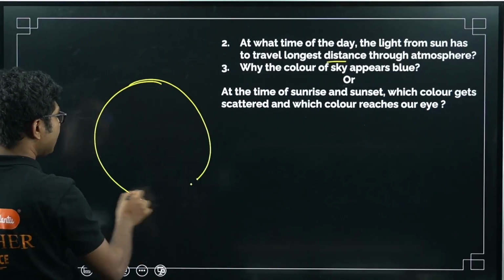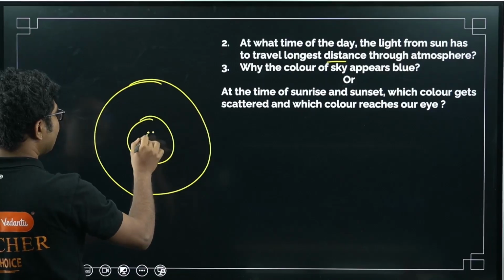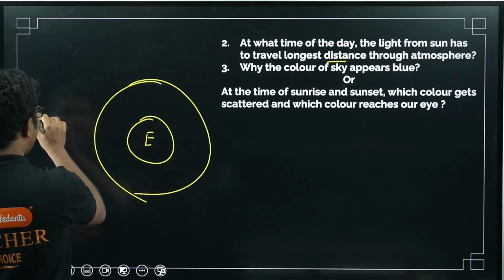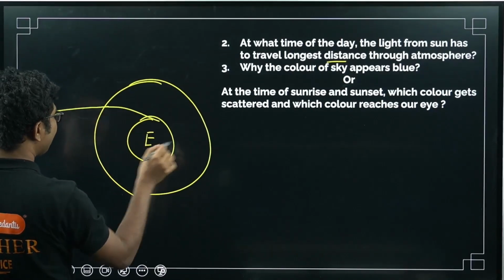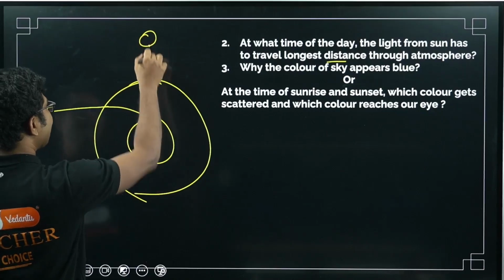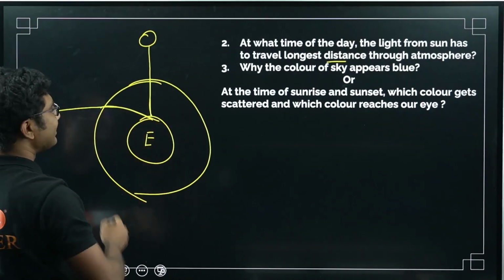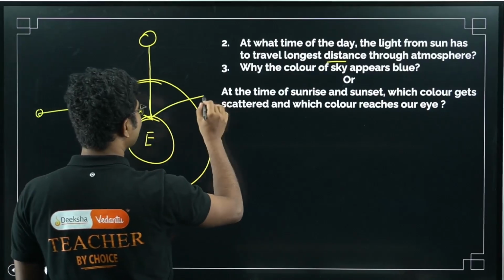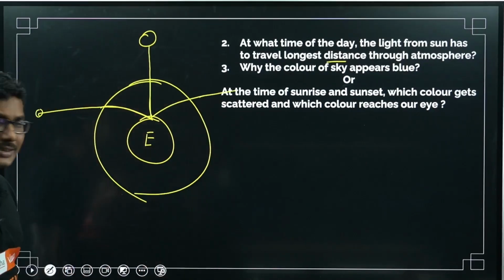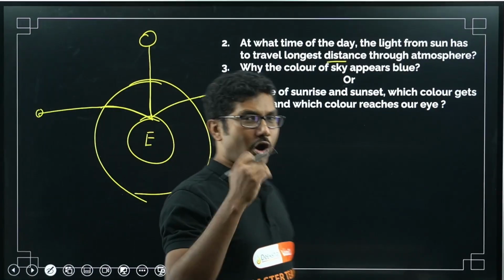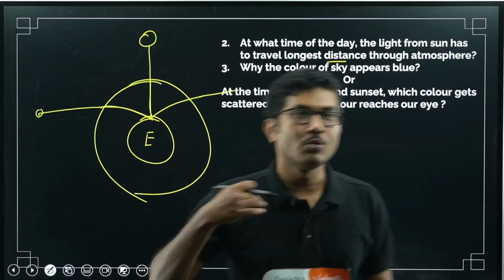So suppose this is our Earth, this is the atmosphere. If the sun is here, at this time the light has to travel the most distance, as when the sun is here it is only traveling this distance, but here it has to travel more than this distance. Similarly here also the light has to travel a longer distance when it is at the sunset. Okay, so during sunrise or sunset the light has to travel the most distance.